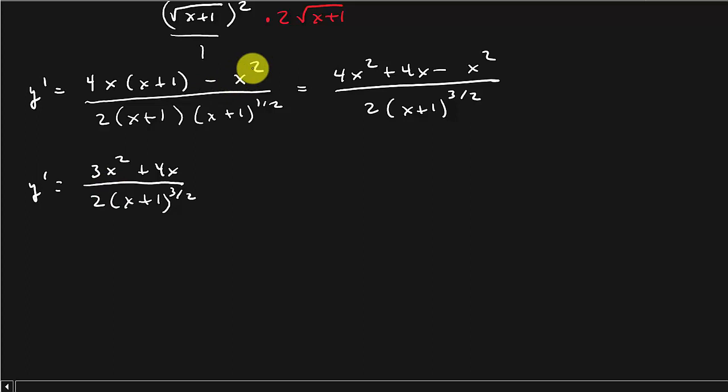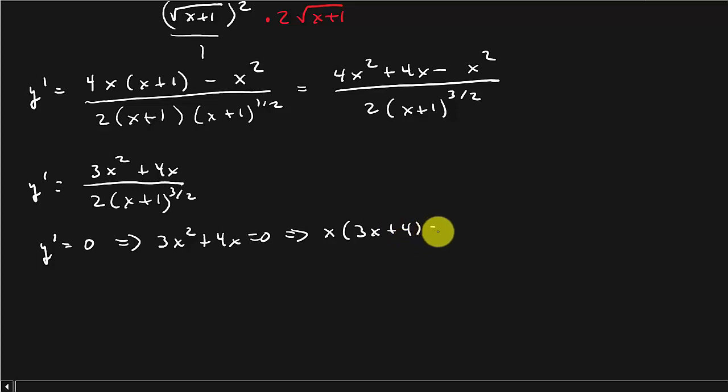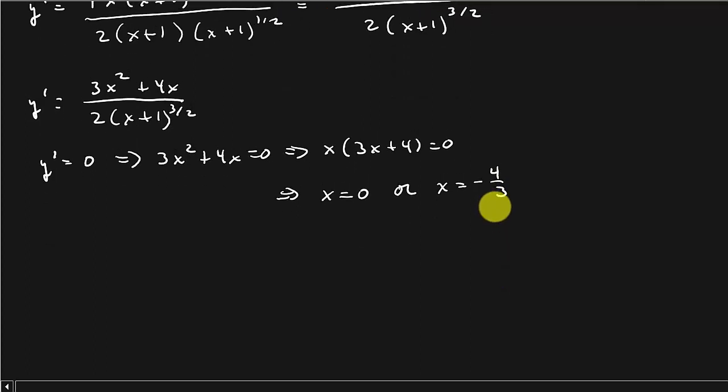So now I'm finding my critical numbers. So I've got to set the first derivative equal to 0. Okay. So remember, y prime is equal to 0 when 3x squared plus 4x equals 0, which gives us x times 3x plus 4 equals 0. And so I get x is equal to 0 or x is equal to negative 4/3. All right. So there's the critical numbers.